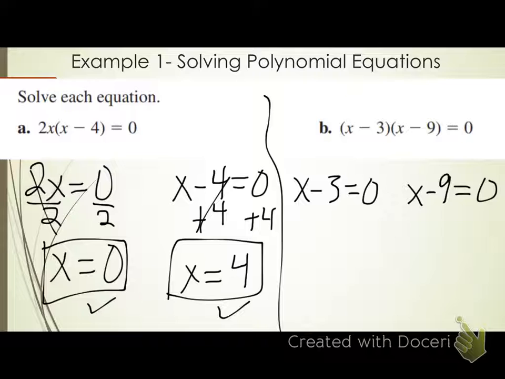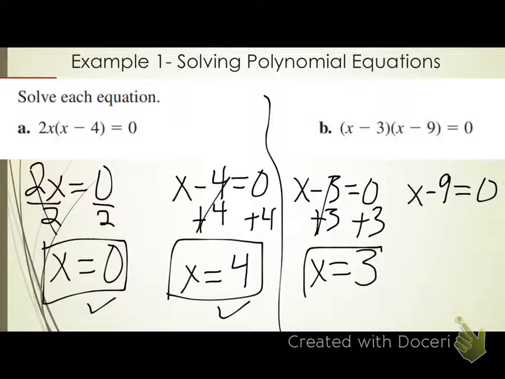Does everyone see that? Got these two things being multiplied together. x minus 3, x minus 9. Those are my two factors. So I need to set those equal to 0, and these will give me my values of x that make the equation equal 0. So the first one, x minus 3 equals 0. How do I get x by itself? Add 3 to both sides. x equals 3. There's one of my possible solutions.